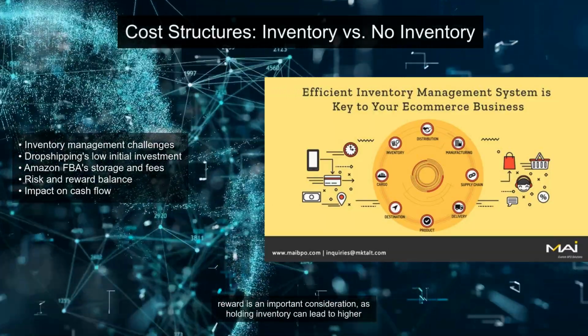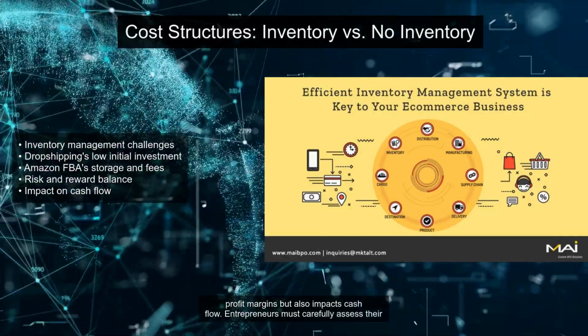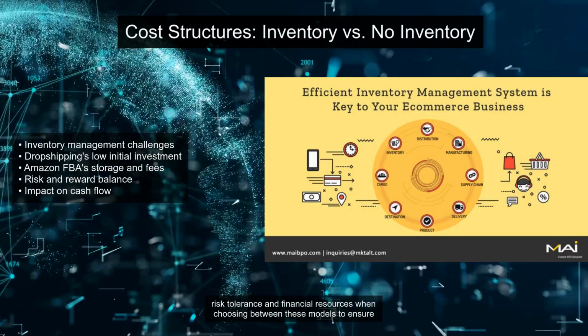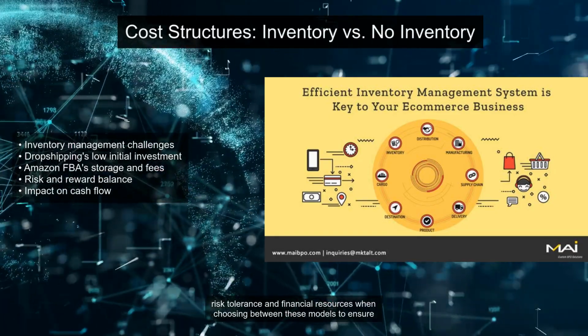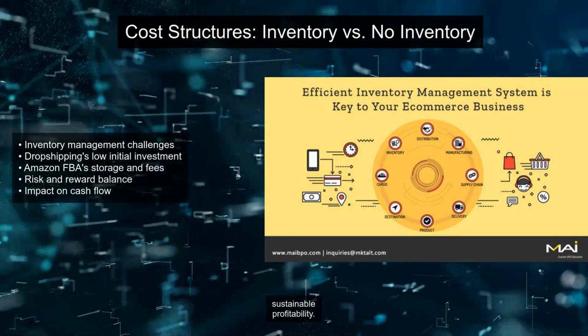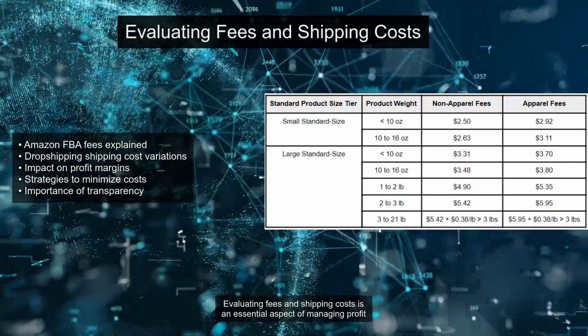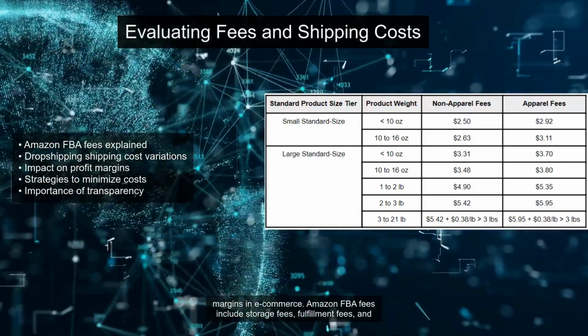The balance between risk and reward is an important consideration, as holding inventory can lead to higher profit margins but also impacts cash flow. Entrepreneurs must carefully assess their risk tolerance and financial resources when choosing between these models to ensure sustainable profitability. Evaluating fees and shipping costs is an essential aspect of managing profit margins in e-commerce.